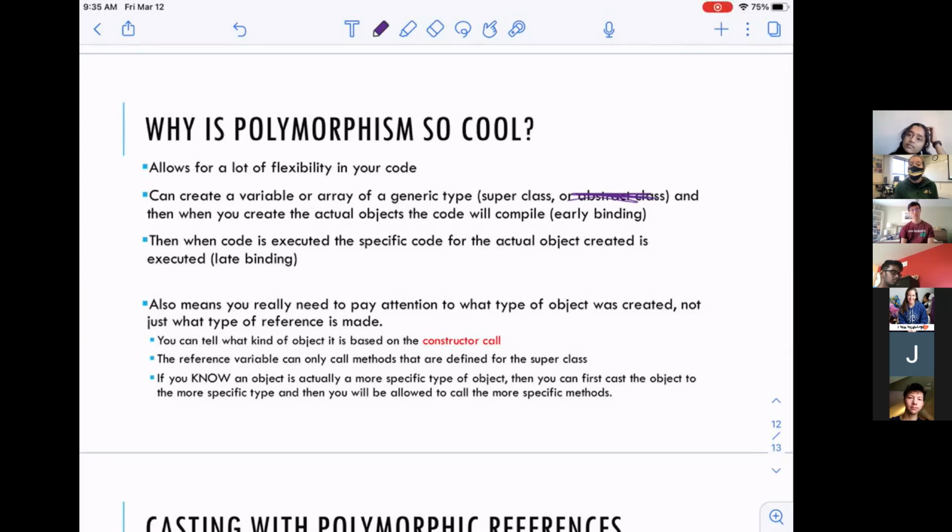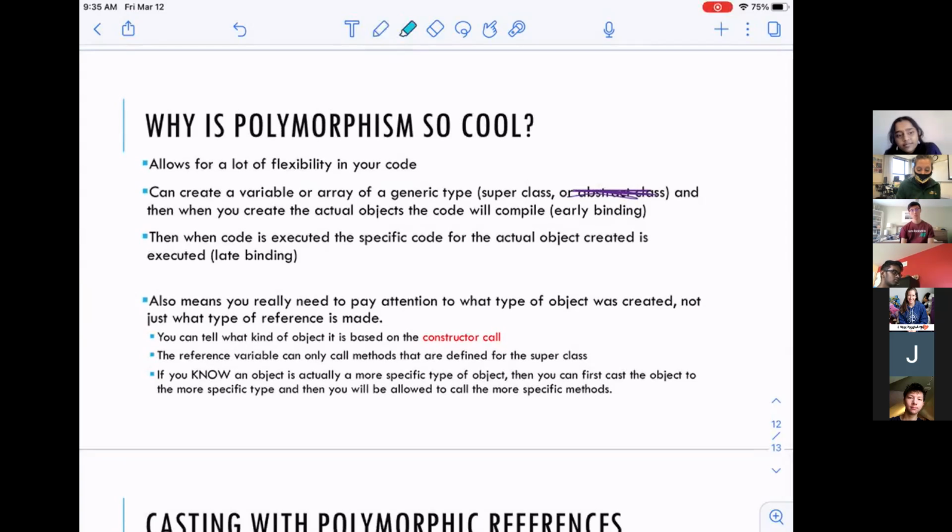This also means you really need to pay attention to what type of object was created, not just what the reference is. You can always tell what kind of object is created based on the constructor call. And the reference variable can only call methods that are defined in the superclass. So even if you know that something is a more specific version of something, it doesn't matter.